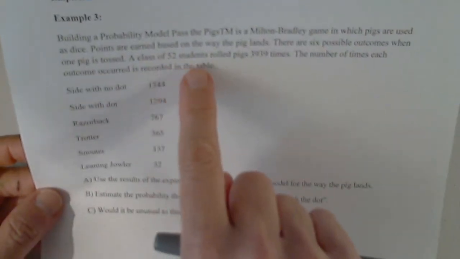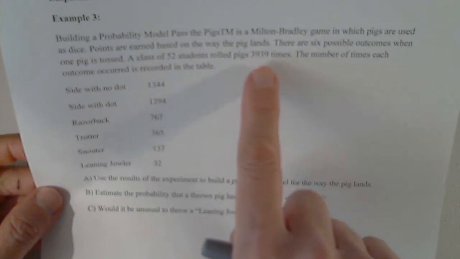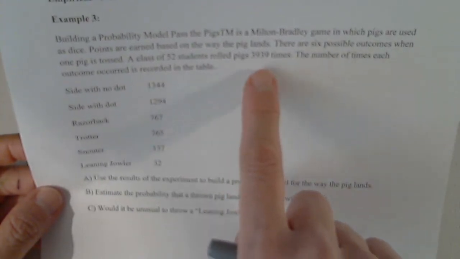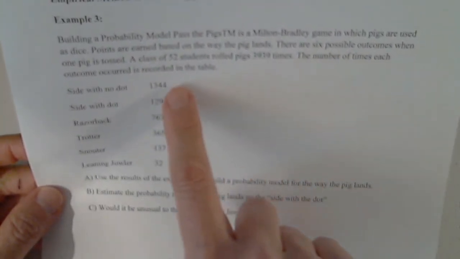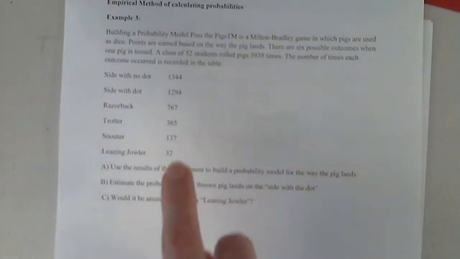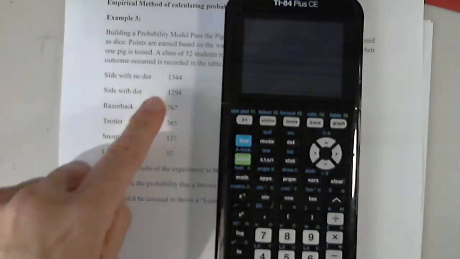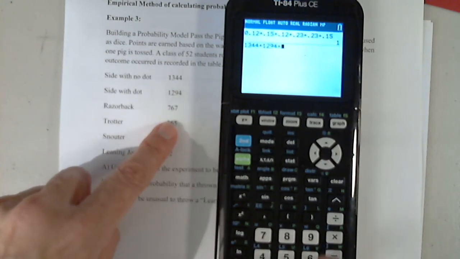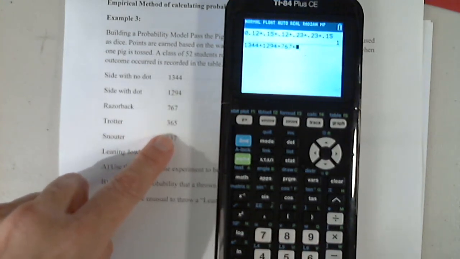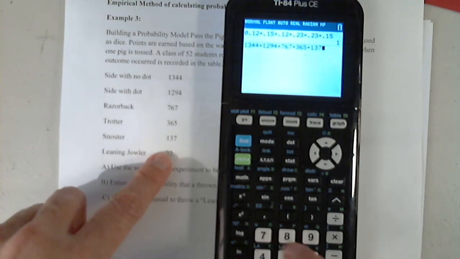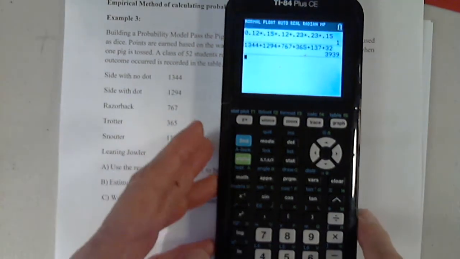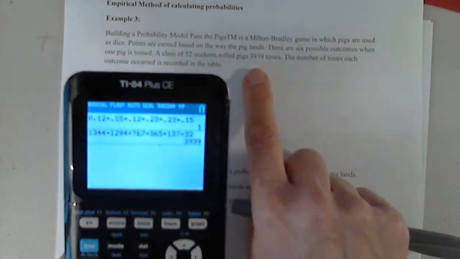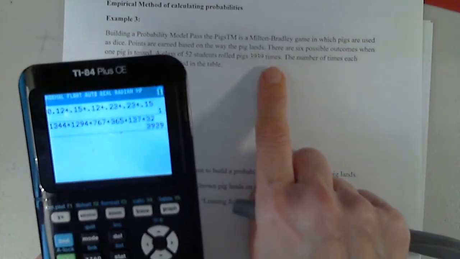A class of 52 students rolled pigs 3,939 times. I don't believe it. I'm going to have to add them up and make sure. So 1344 plus 1294 plus 767 plus 365 plus 137 plus 32. Indeed, the total number is 3,939 times.